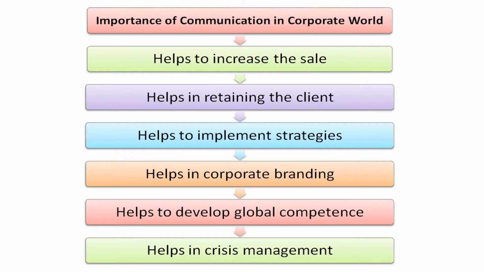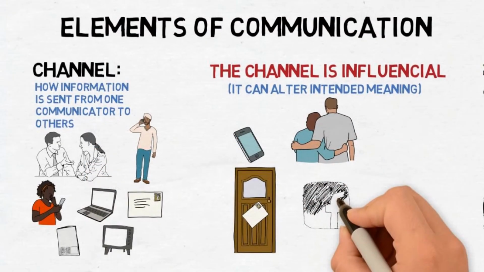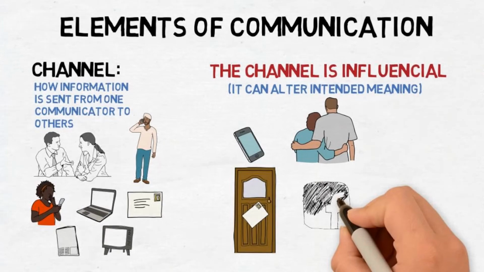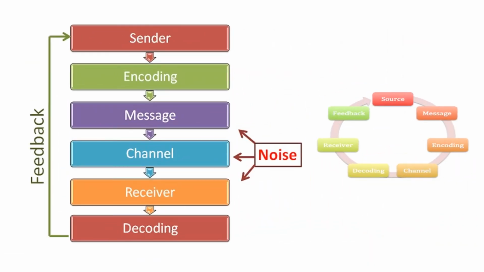Afterwards, helps to implement strategies. Afterwards, helps in cooperating corporate branding. Second last, helps to develop global competence. Helps in crisis management. Elements of communication. There are different elements of communication we are going to discuss. So here is the list of the elements of communication.